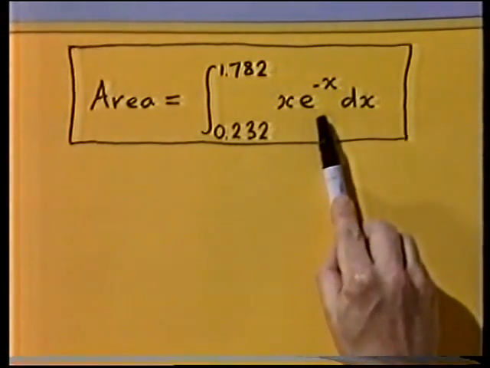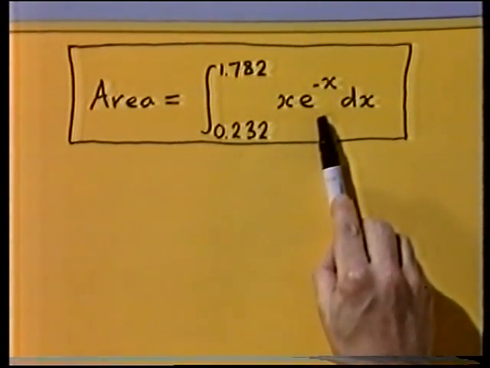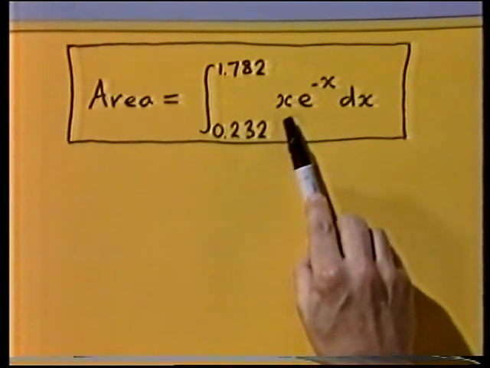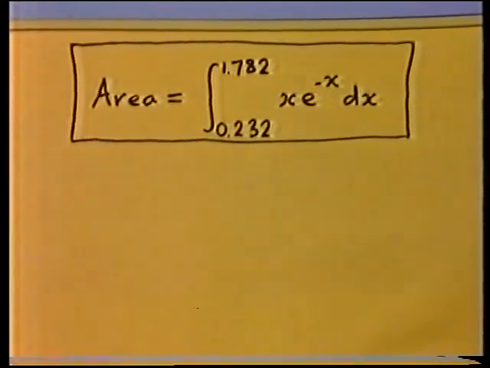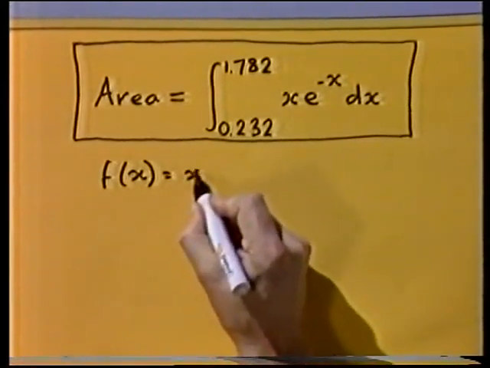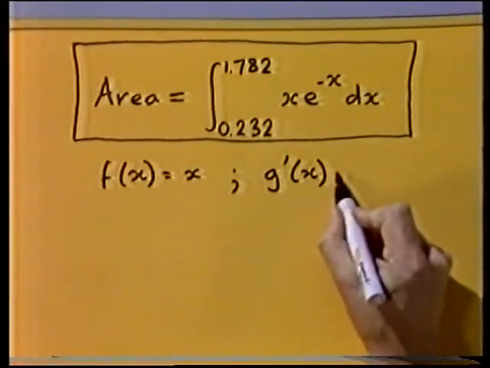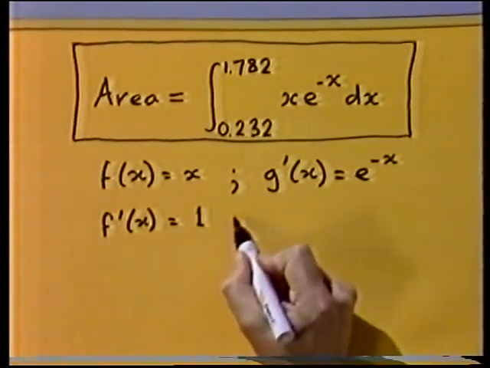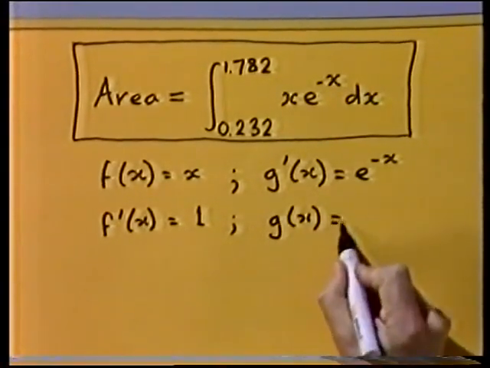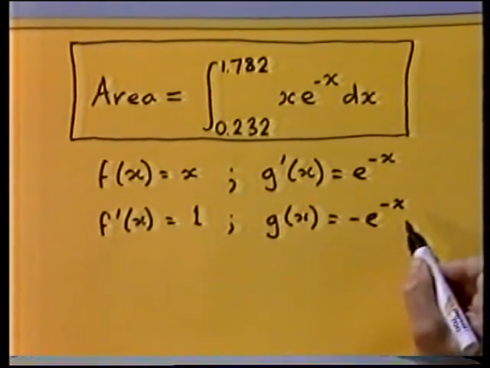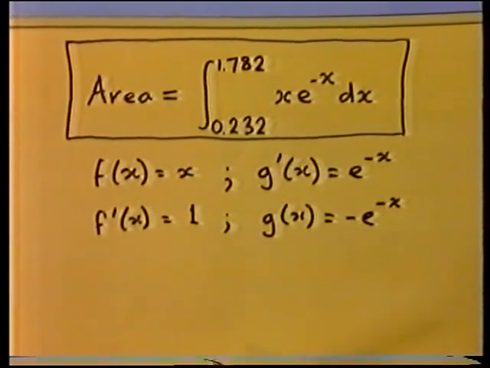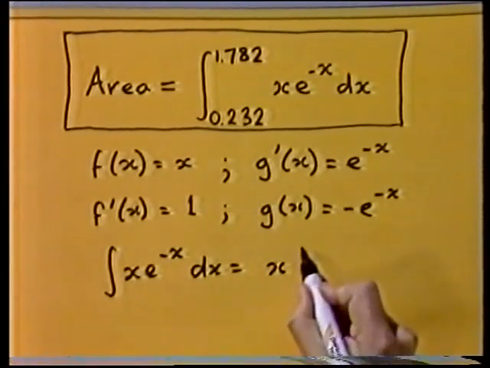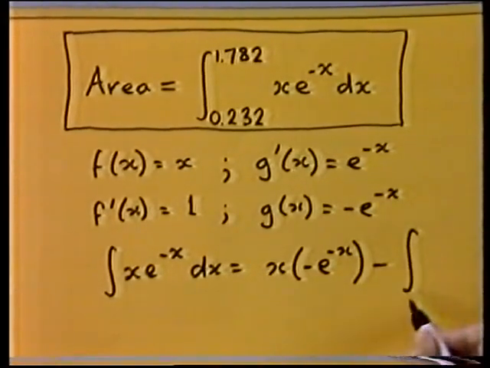E to the minus x is a function which can be integrated or differentiated, but it doesn't get any easier. It's always something involving e to the minus x still. What about x? Well, differentiating it gives 1, a constant, and that's easier. So it looks as if x is the best choice for f here. And then g prime of x will be e to the minus x. So f prime of x is 1. Now g is the integral of this, and that's not too bad, it's minus e to the minus x. Now using the parts formula, the integral of f g prime is equal to fg minus the integral of f prime g.